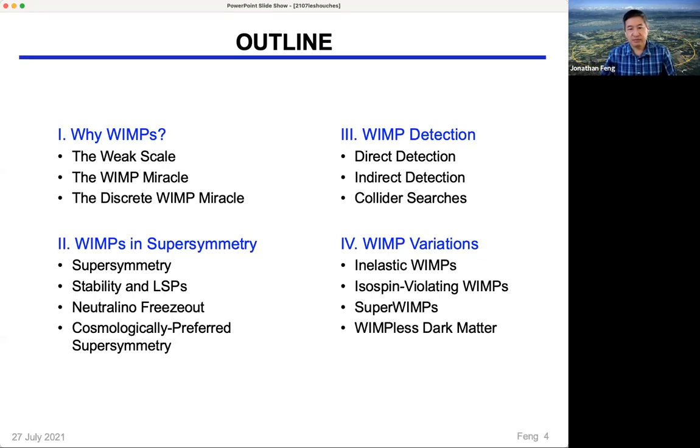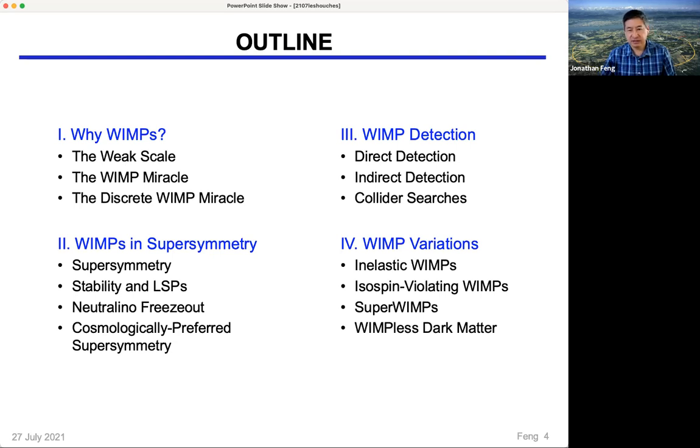This is WIMP variations, I'm calling it. These are variations away from the standard WIMP scenario. What do I mean by variations? I mean things that still preserve the WIMP miracle. As I've been trying to emphasize, that is really the key interesting motivation about WIMPs that sets them apart from everything else, basically.